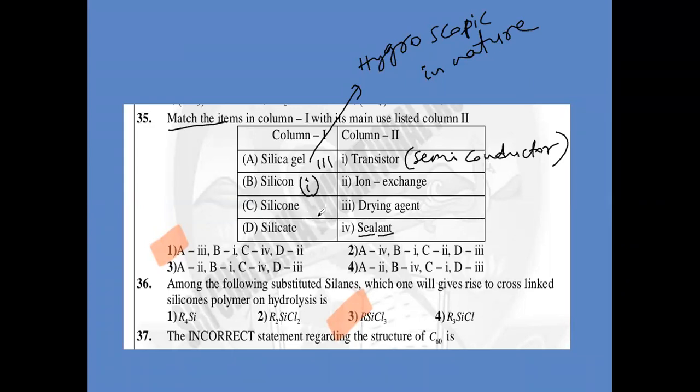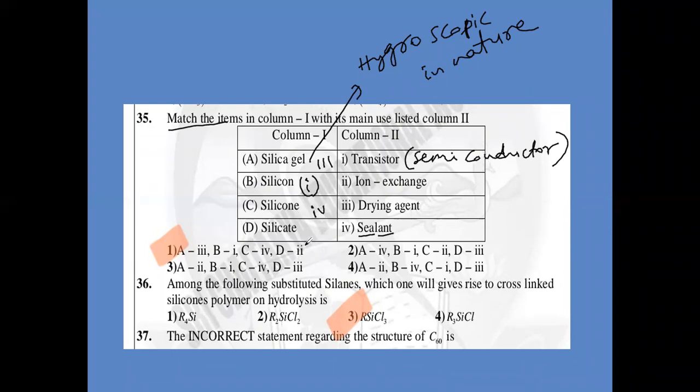Suppose if you take a car engine. In a car engine, oil will be there, no? To not allow the oil to be leaked, there will be some seal. The sealant will be there. So silicone will be used as some sealants, which will prevent the leakage of the oil. So silicones will be generally used as sealants. So that is the fourth one.